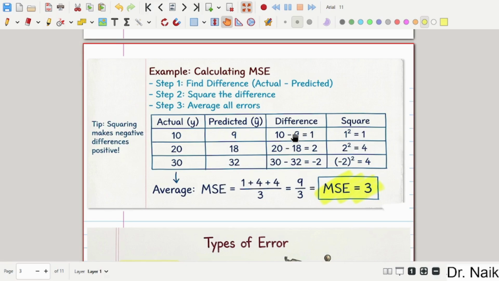Now calculate the error, or the difference. 10 minus 9 is 1, so square it. 1 squared is 1. 20 minus 18 is 2, 2 squared is 4. 30 minus 32 is minus 2, its square is 4. Now average it. So 1 plus 4 plus 4 divided by 3, that is 9 divided by 3. Therefore MSE is 3. This tells us the average squared prediction error is 3.